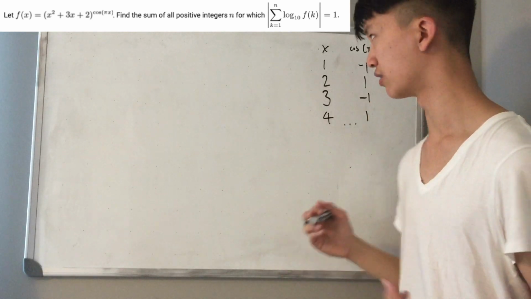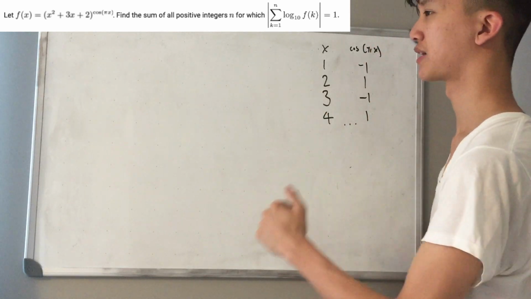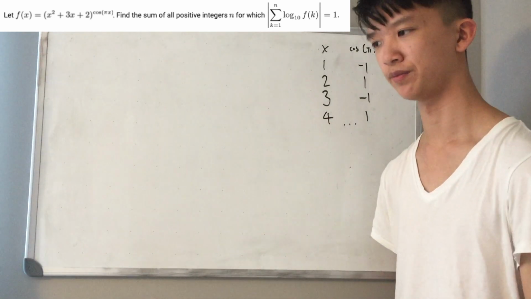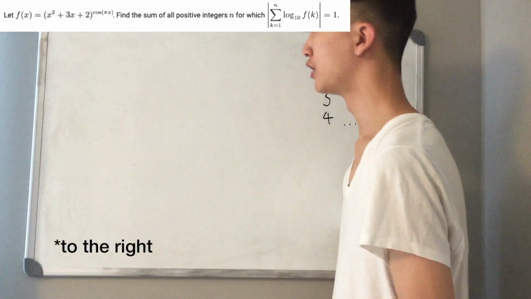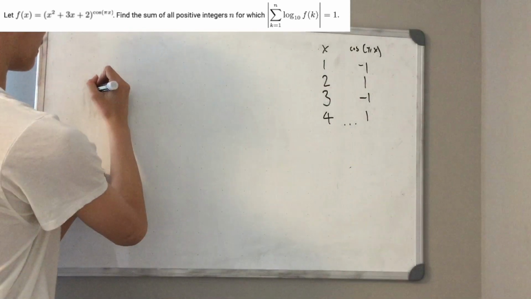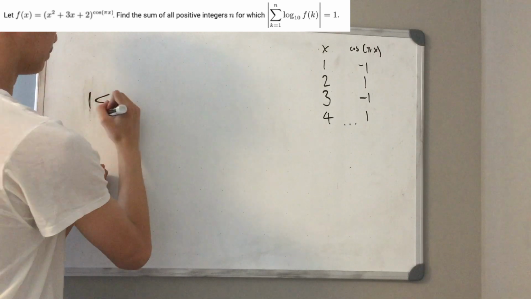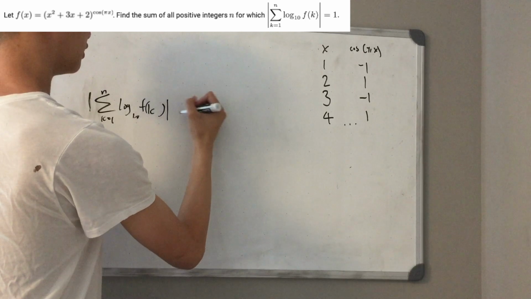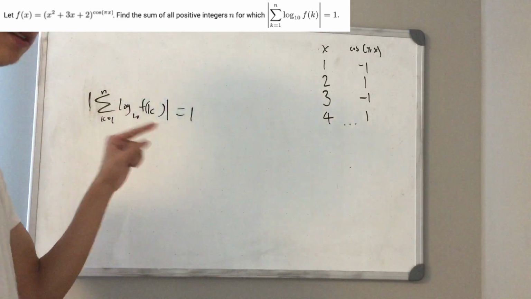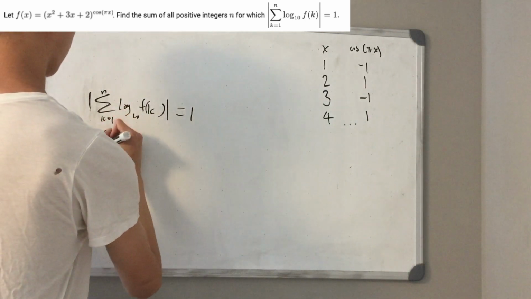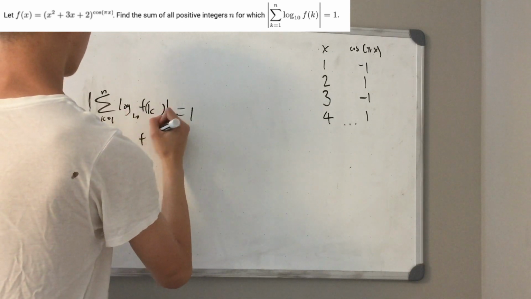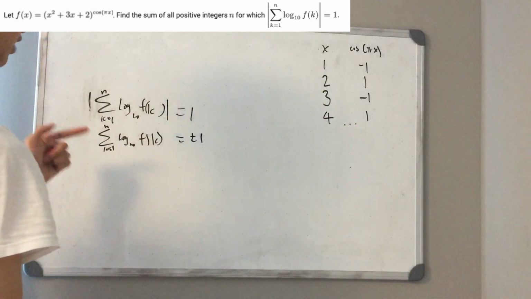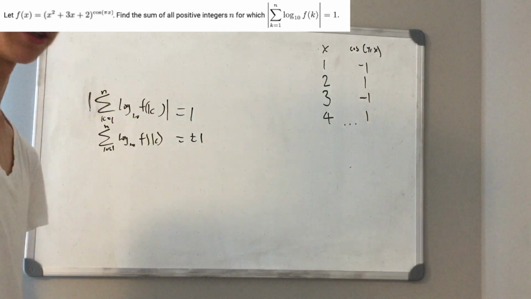We begin to notice a pattern here. If x is odd, then the cosine of pi x is negative 1. If x is even, then the cosine of pi x is positive 1. We then turn our eyes to the equation below. So if we have the absolute value of a sum of the log of f of k, and this is all equal to 1, we can instantly change this to the sum of the log of f of k is equal to plus or minus 1. Why? Because if you take out the absolute value, the other side becomes plus or minus.